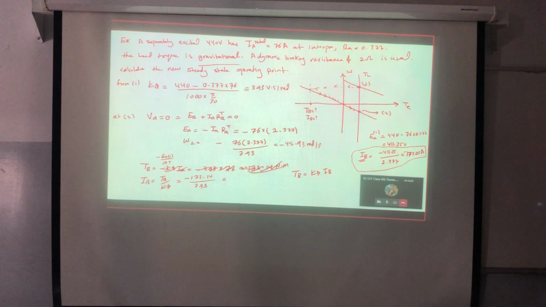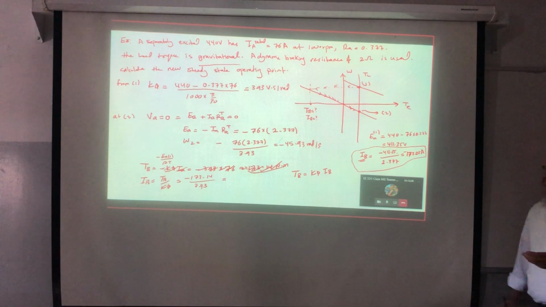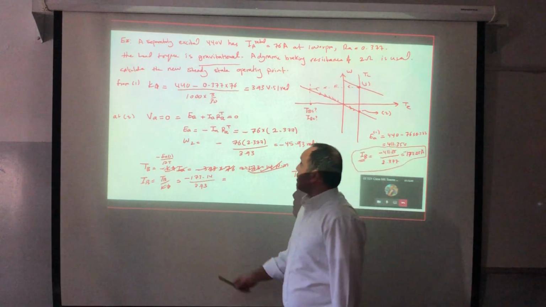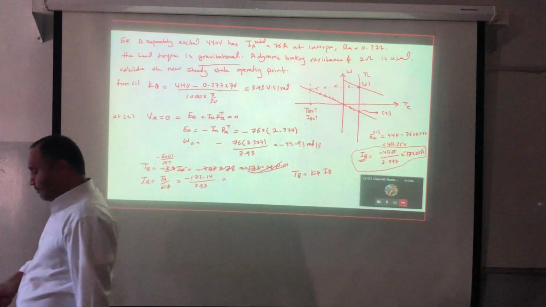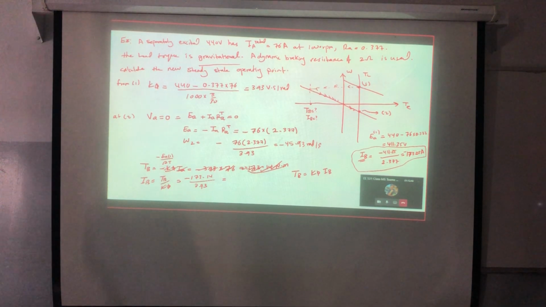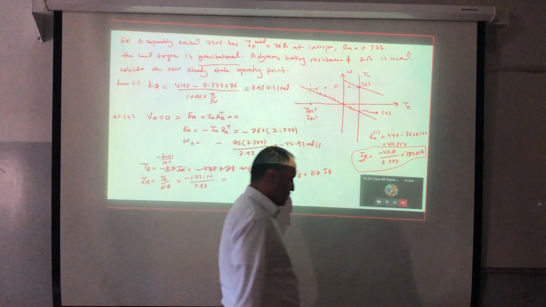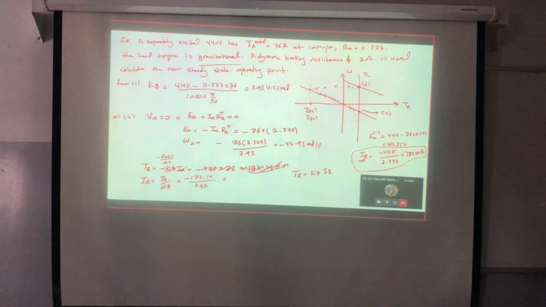Now, the question: I need to redesign the braking resistance such that the braking current is not allowed to exceed the rating. Understood? Who can give me how to calculate? So here, let's make space.